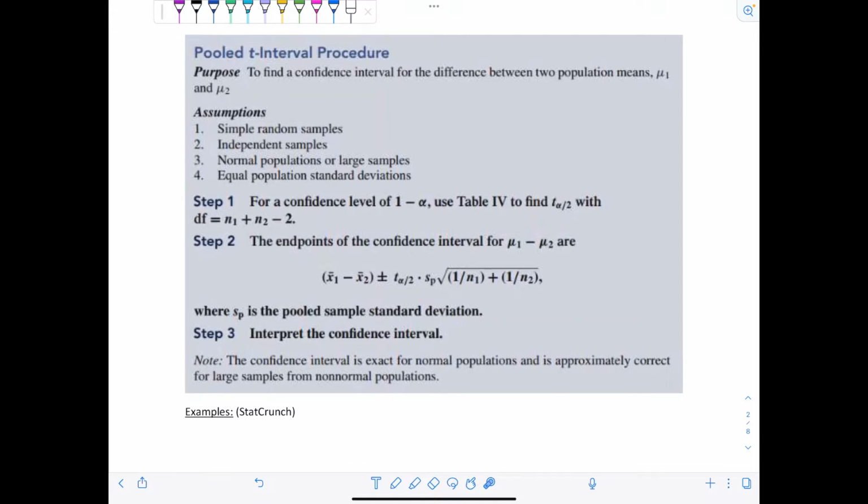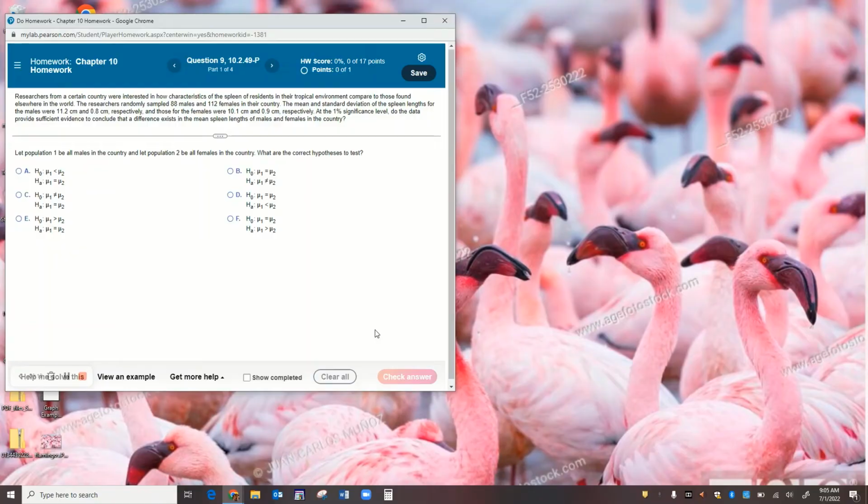And then again, we won't be using tables, but you could just find your critical value and then construct your confidence interval and interpret the confidence interval. And this is exact for normal populations and is approximately correct for large samples from non-normal populations. So anyways, let's just get into some examples right now in StatCrunch so you can see how to set these up. It won't be too tricky. You'll be fine. All right, so let's start off with question 9.